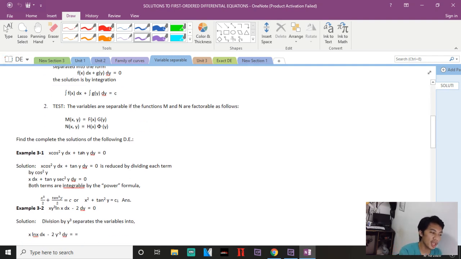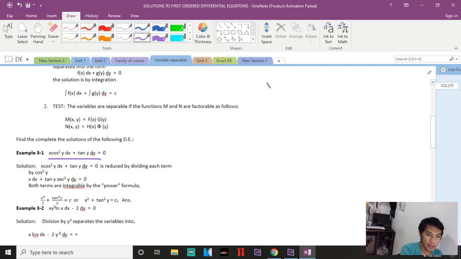So, as you can see, we are given an equation na x cosine squared y dx plus tangent y dy. Ang kailangan mo lang naman dito is you simplify it. Okay? Now, how can we simplify it? The best way para sa akin, ihiwalay ko muna sila or maglilipat-lipat ako. So, this might be ganito.